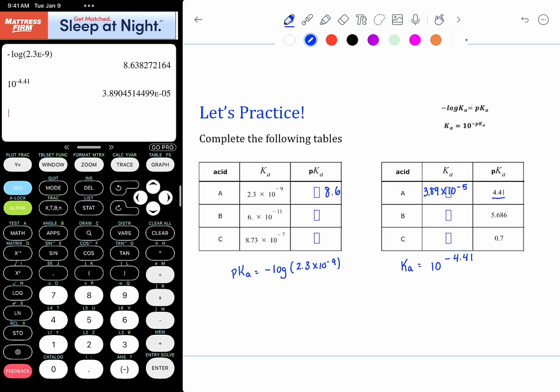So pause your video and complete these two tables in your note pack. You do have to have these completed for grading when you submit your note pack.